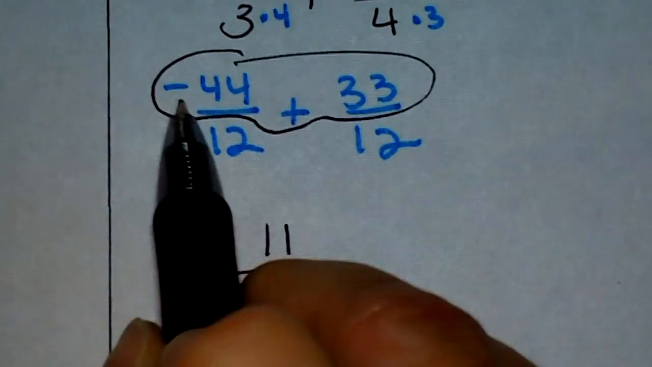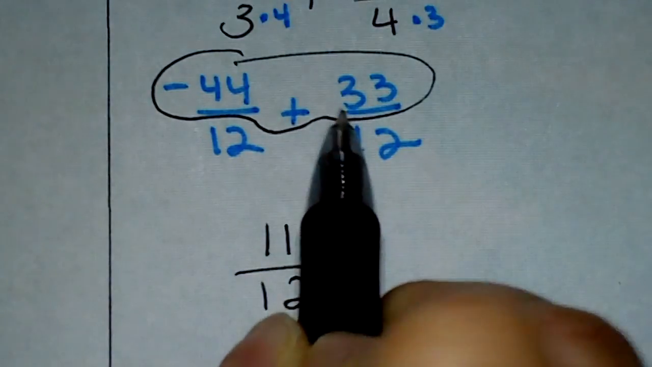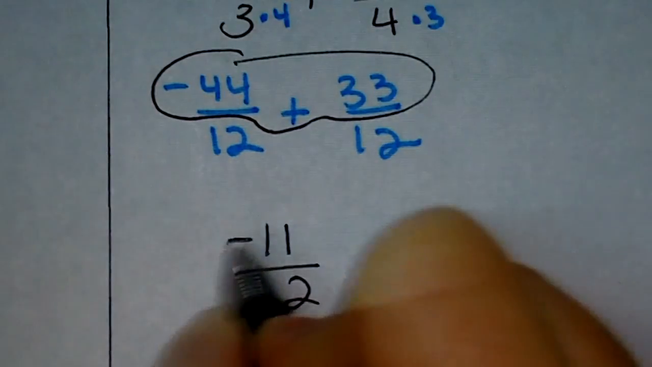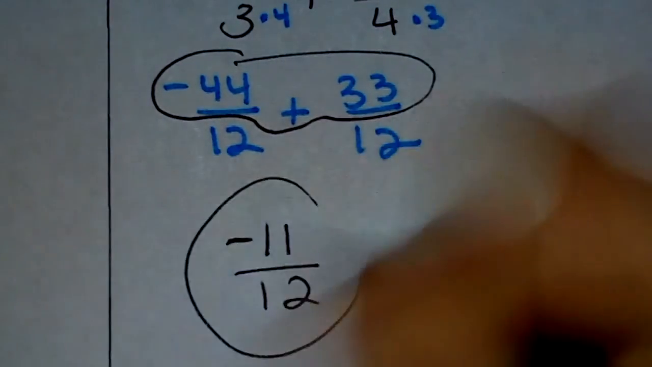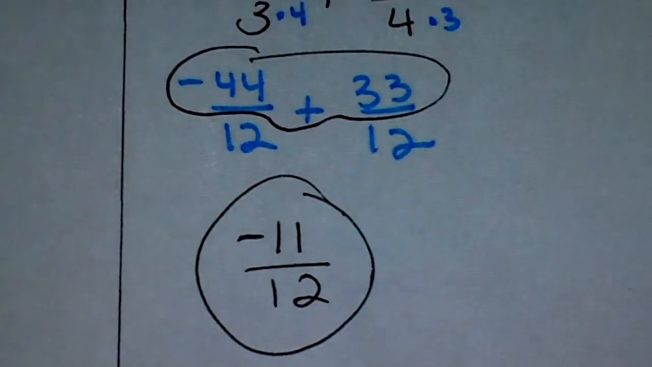And you have more negatives than positives. So we're taking the sign of the greater digit there, negative 11. So negative 11/12 is already in simplest form, and you are finally done. I'll see you tomorrow.